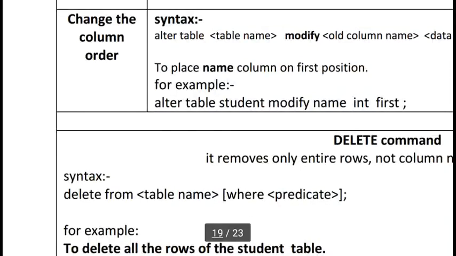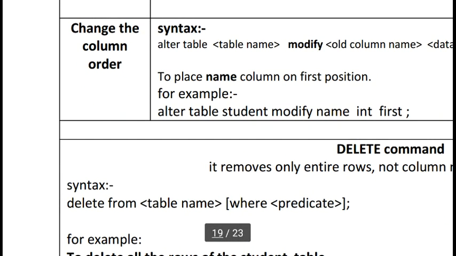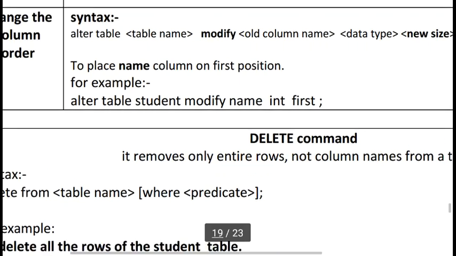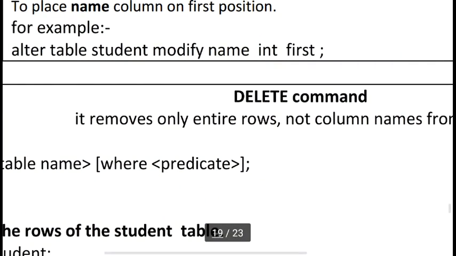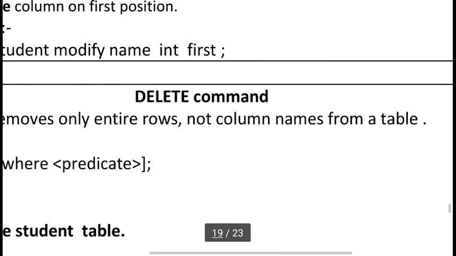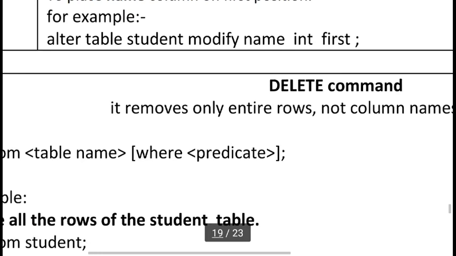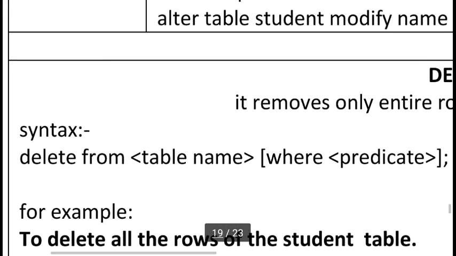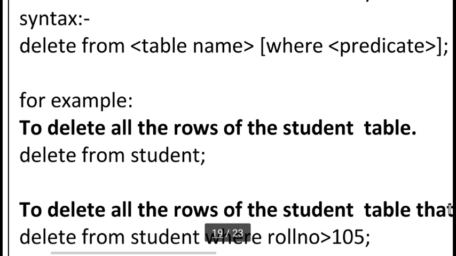Okay, so these are the alter commands. We can perform so many things after creating a table. Now the delete command. It removes only entire rows, not column names, from a table. So: delete from table name where condition. For example, to delete all the rows of a table: delete from student means only column headings will exist, but all the records, all the rows will be deleted. Only the table structure will exist.